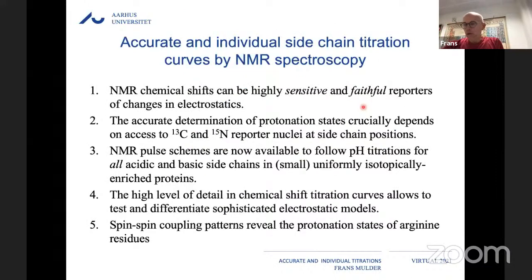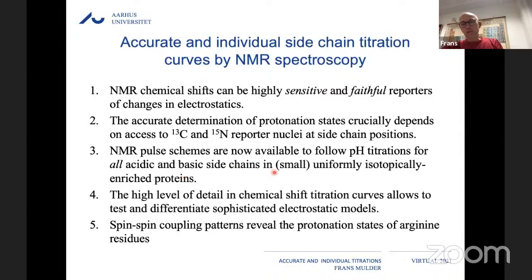So with that, I'm at the conclusion of my story here. What I hope I have conveyed is that NMR chemical shifts are very highly sensitive and very faithful reporters of changes in electrostatics, and that we have now developed a whole suite of NMR experiments that depend on using carbon-13 and nitrogen-15 reporter nuclei at individual side chain positions in order to follow titration behavior. These experiments are now available for all possible side chains, tyrosines, cysteines, etc.